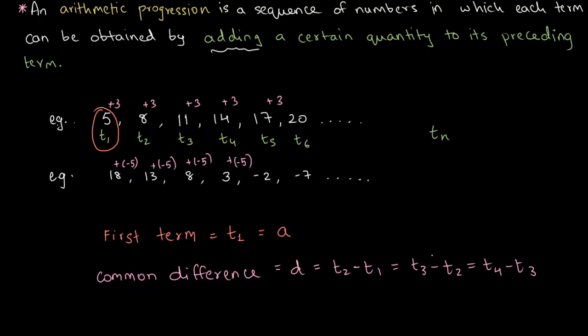In the next video, we will see a formula for calculating the general term. So Tn, n is like any term. We'll see a formula to calculate this general term of an AP.